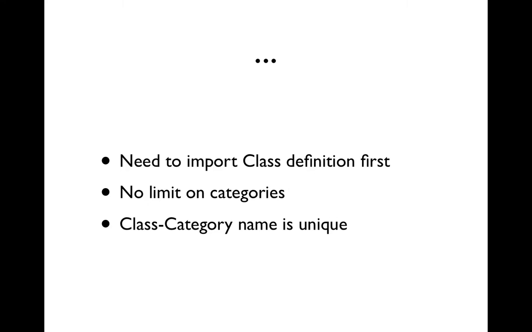Okay, so if you have a category in a separate file, then you have to import the class definition first, because you have to know what class you are working with, what class you are extending. There's no limit on categories. You can create as many as you want. The only limit is that the combination, the pair of class and category, should be unique. And that's kind of obvious. The same way as you don't have two classes of the same name, you don't have a class plus category of the same name.